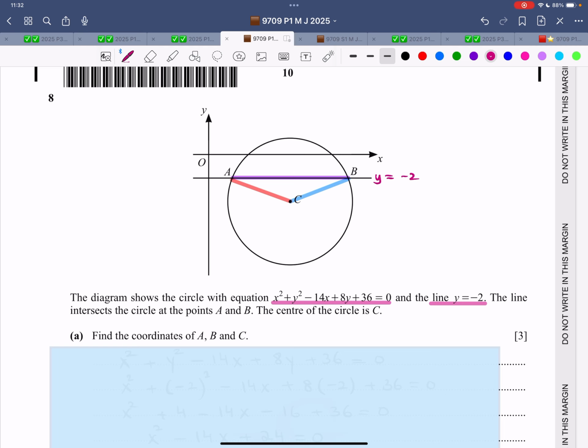It intersects the circle at 3 points, at the points A and B. Not 3 points, 2 points. That is A and B. So this line and circle meet at 2 points. The center of the circle is C. Find the coordinates of A, B and C.